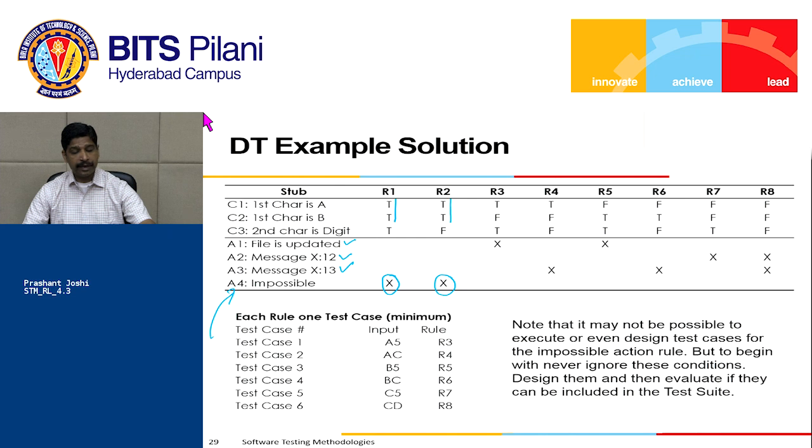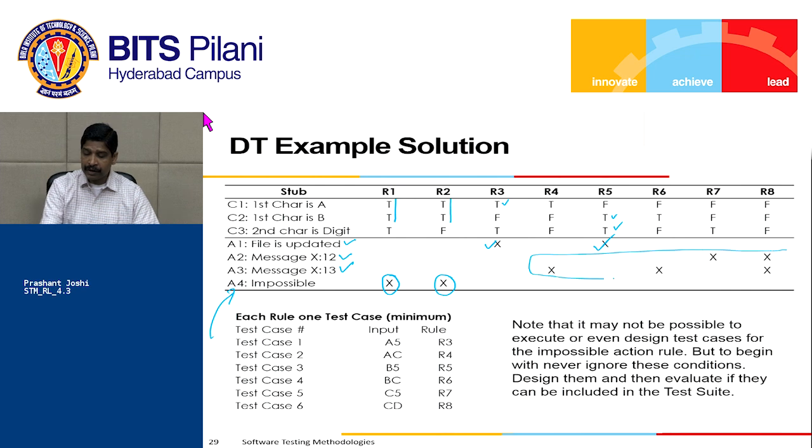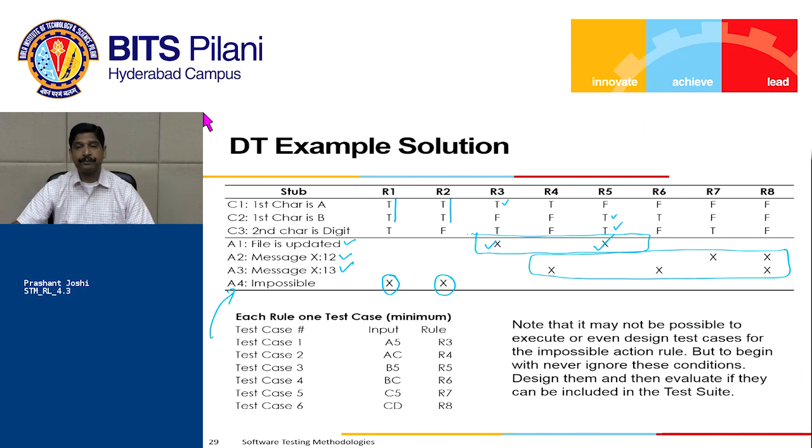First character is B. Second character is a digit. My file is updated. First character is A or B. So that is I've got this is true here, this is true here, and I've got second character as a digit. My file is updated. I look at my error scenarios. These become my error scenarios. And I've got scenarios where desired outcome is happening. This is how I come up with rules.